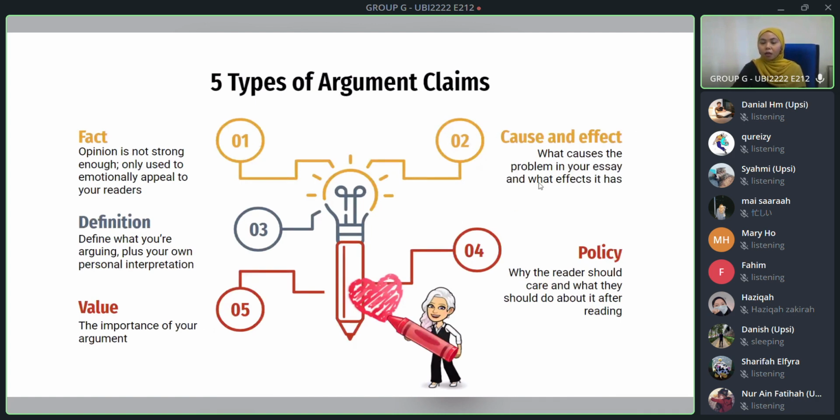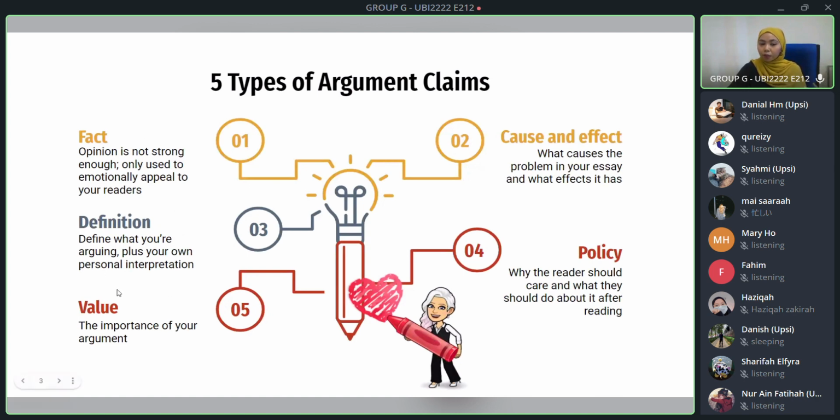Okay. Again, how you write things, your writing skills. Opinion is not strong enough, only used to emotionally appeal to your readers. That is opinion. I believe, I strongly believe, but that is just your belief. It's not something factual. But if you go for health aspect, like how it can save a lot of babies, like how it can save you when you are teaching sexual education to students, that is fact, because you are talking about something that is concrete.